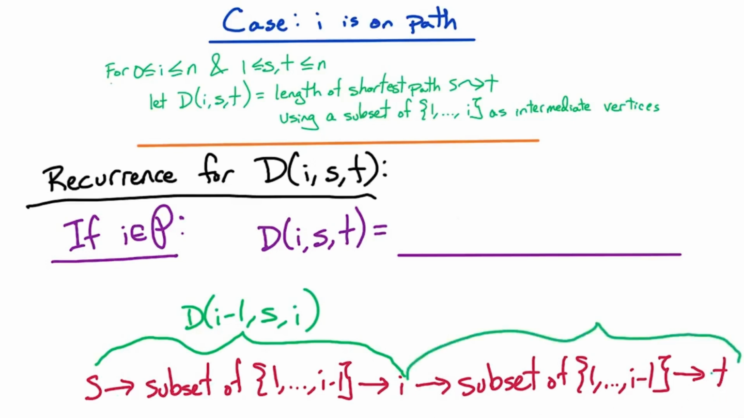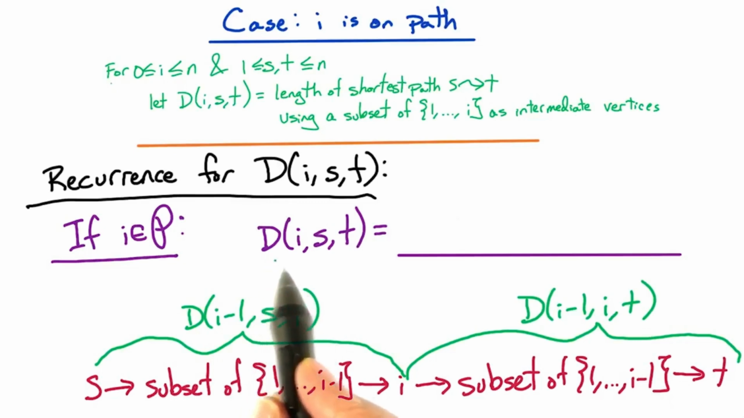Similarly, this portion of the path is the shortest path from I to T, which uses a subset of the first I minus 1 vertices as intermediate vertices. This is D of I minus 1, I, T, because the first I minus 1 vertices only are intermediate vertices on the path, and it's starting at I and it's ending at T. So the total length of this path is the sum of these 2 terms.